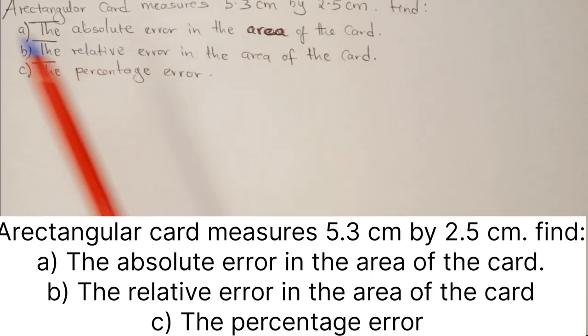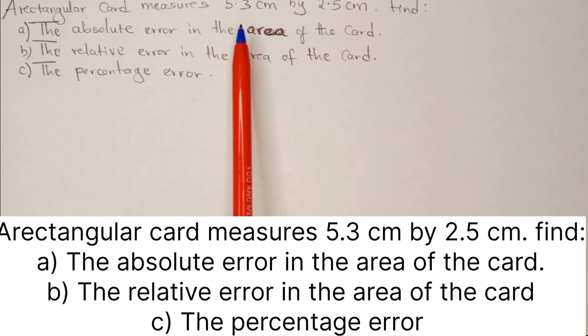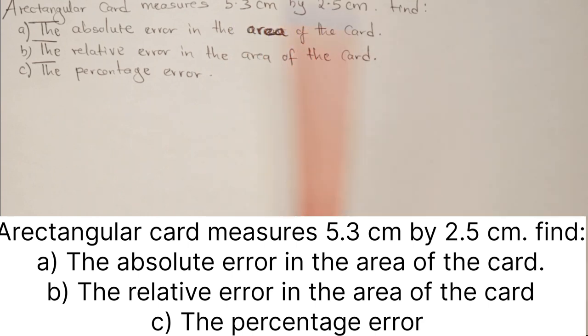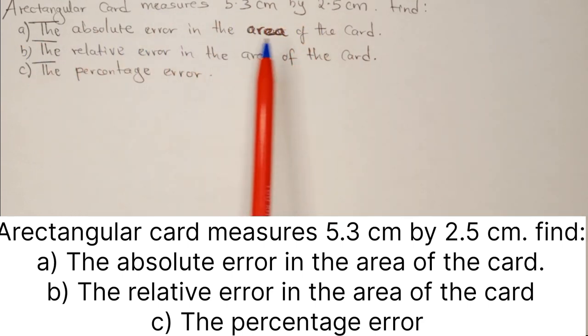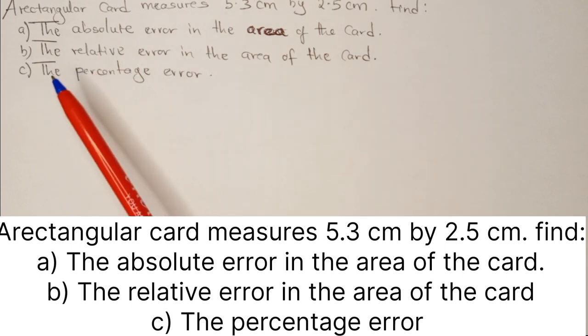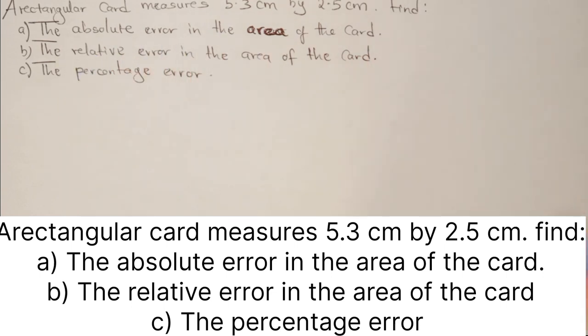So we have a question with us here. It says a rectangular card measures 5.3 centimeters by 2.5 centimeters. A, find the absolute error in the area of the card, B, the relative error in the area of the card, and C, the percentage error. So the first thing we do, we start by looking at the absolute error in each measurement.